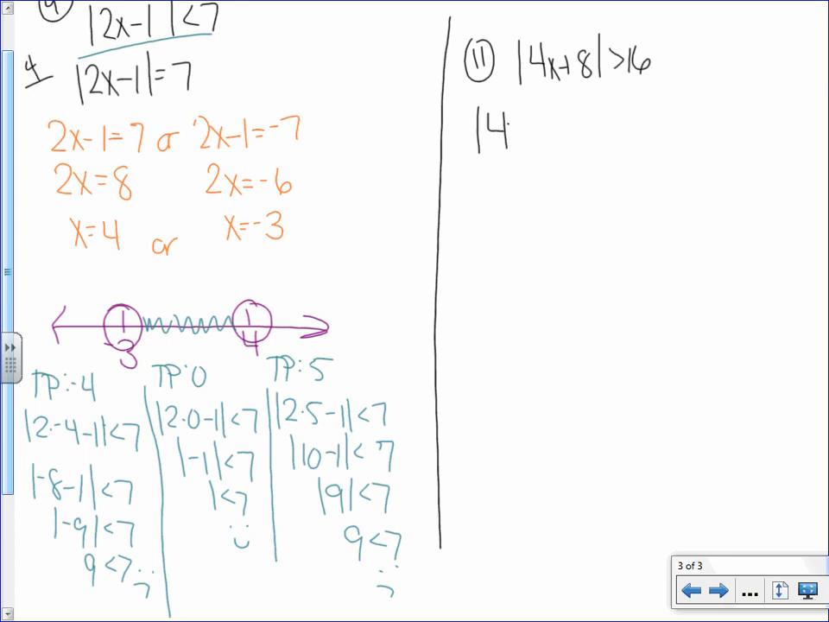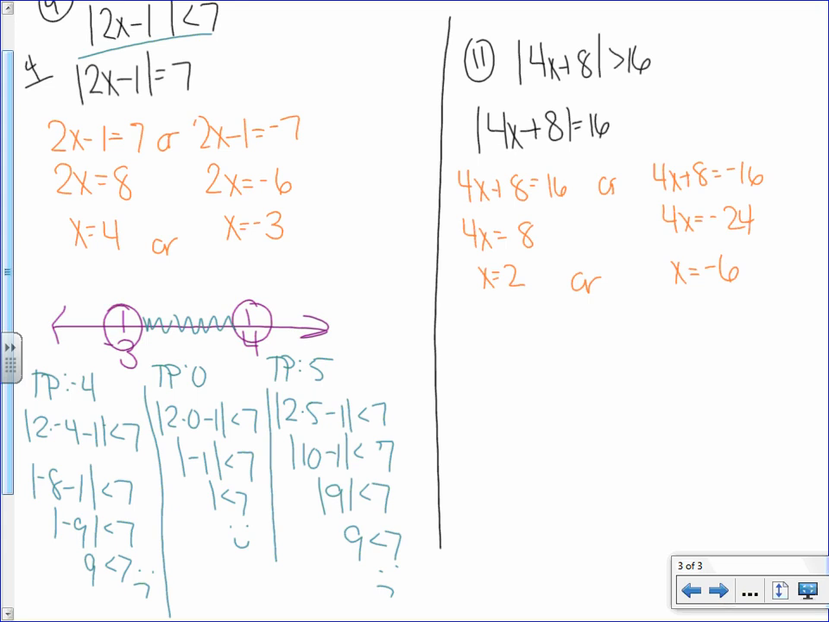So I'll make it an equation. And now I can break it into my two cases. And let's solve for x. So here I get x equals 2. Now negative 16 minus 8, that's negative 24. So I get negative 6. Okay. Throw it on a number line.